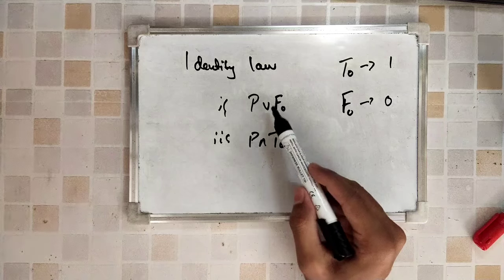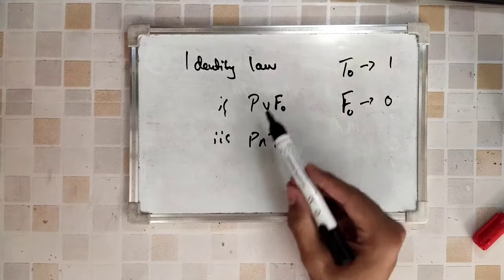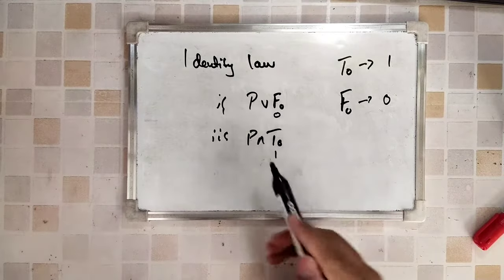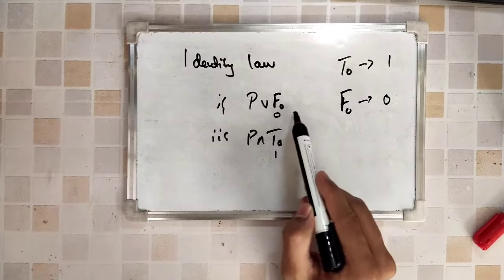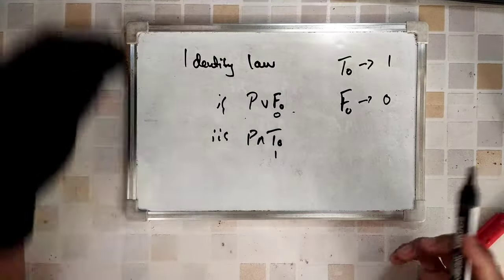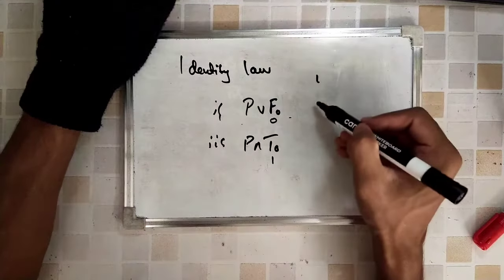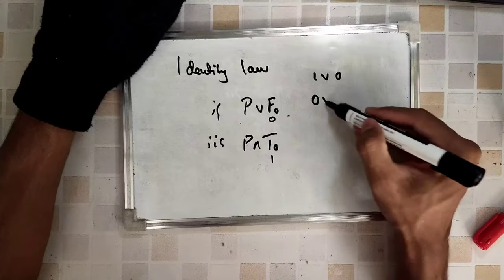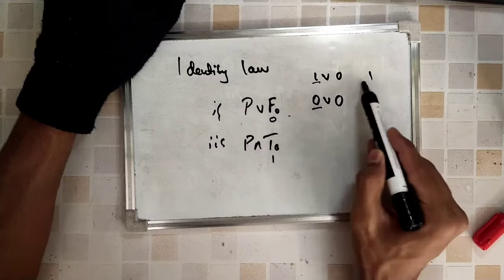So remember, here or is there and here and is there. Here what will happen, p let it be anything. This is always 0 and this is always 1. So whatever the value of p is, suppose p is 0, we will get 0. If p is 1, we will get 1. So that's what the identity law says. Okay, let me write here. F naught is always 0, so I will take p as 0 and p as 1, and or with F naught which is always 0. So 1 or 0 is 1, 0 or 0 is 0. So whatever the p value was, I got that.